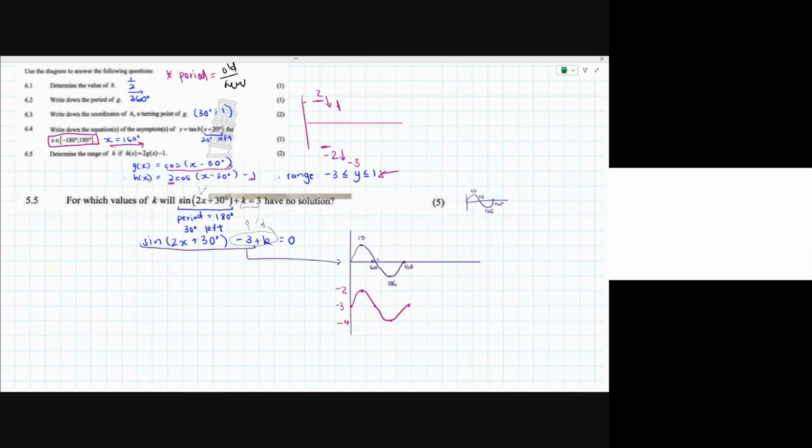But the problem is that, so this is the graph of, it would be more like that. This is the graph of sine 2x plus 30. If I now do the shift down minus 3, I end up there. And currently it already has no solution. So that's why the question is stumping me, because why ask for no solution if it already has no solution? It's not cutting the x-axis. So I just need to think about it for a second. I'll get back to you.